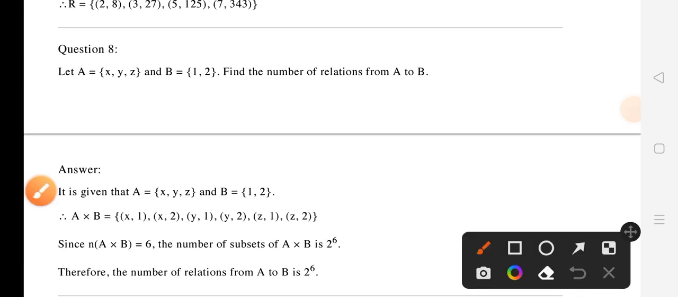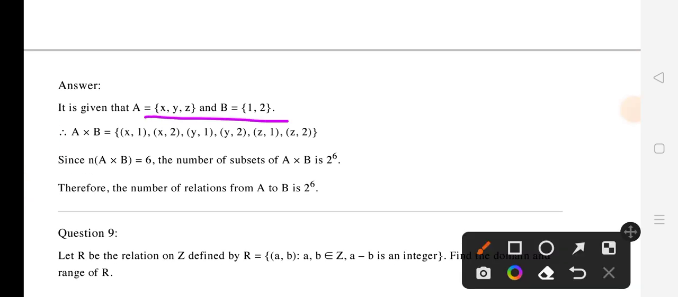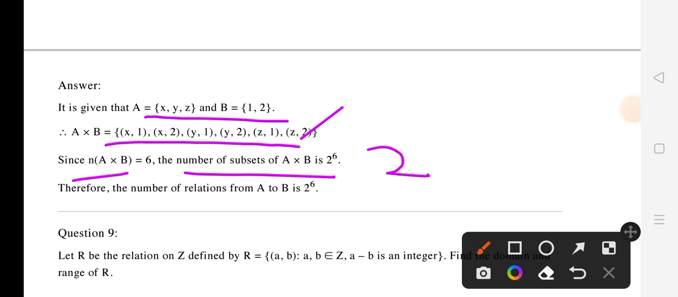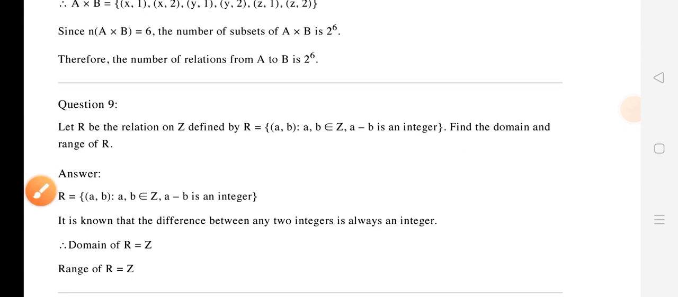Next question: let A = {x, y, z} and B = {1, 2}. Find the number of relations from A to B. It is given that A = {x, y, z} and B = {1, 2}. If you find A cross B, the possible ordered pairs are (x,1), (x,2), (y,1), (y,2), (z,1), (z,2). The number of elements in A cross B is 6. The number of subsets of A cross B is 2 to the power 6, obviously. So the number of relations from A to B is 2 to the power 6.